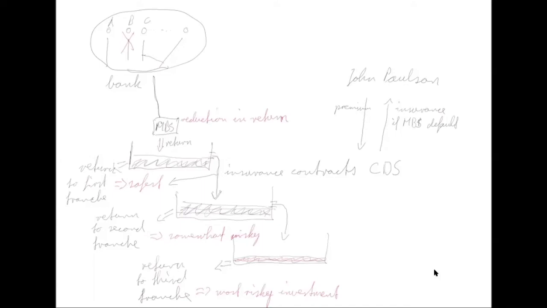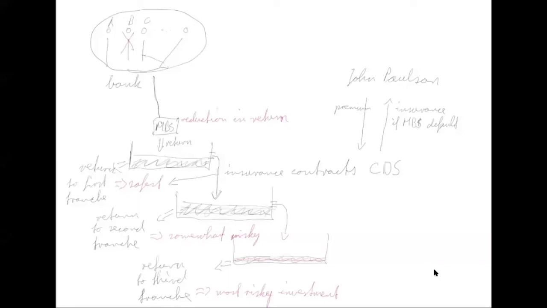Now, the interesting thing about this is that John Paulson didn't actually buy any mortgage-backed securities. So he basically bought an insurance, even though he wouldn't lose anything if mortgage-backed securities have low returns. So in that sense, it was really a pure speculation and a pure bet that mortgage-backed securities are going to have very low returns and people default on their mortgages. And it paid out very well for him.